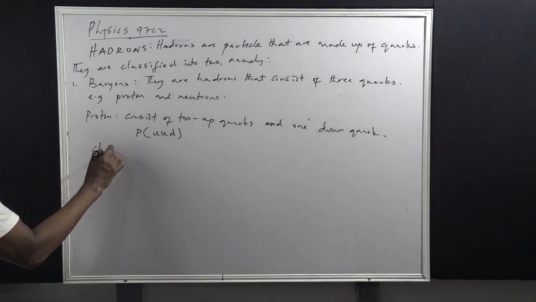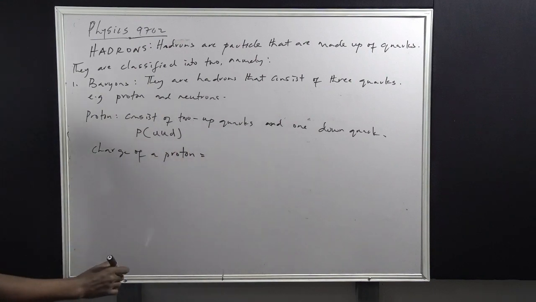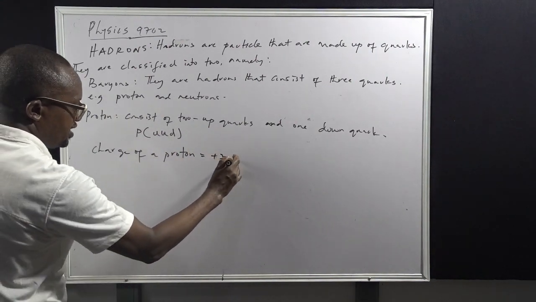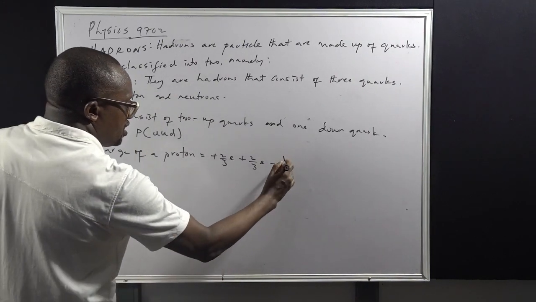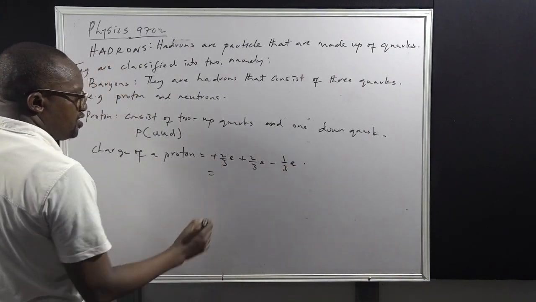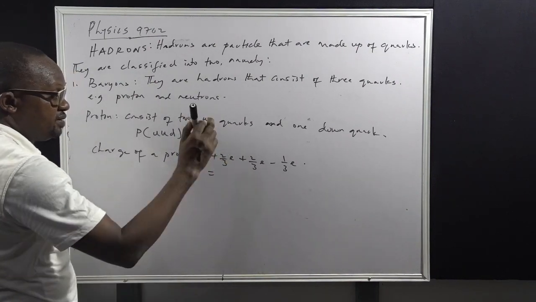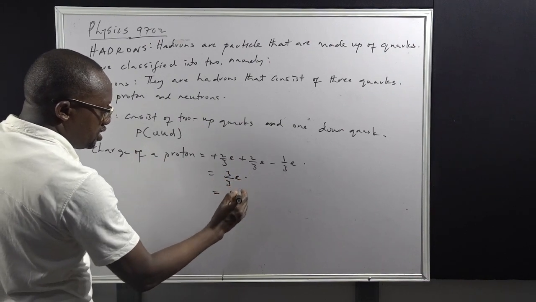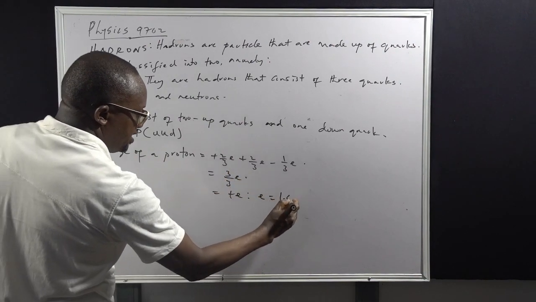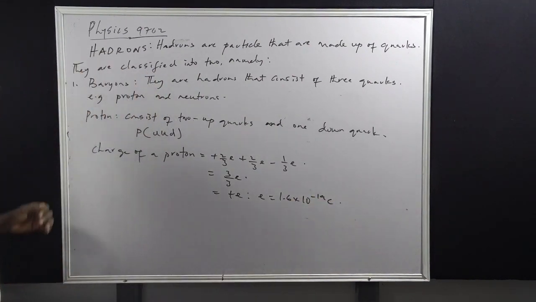So charge of a proton will just be the charge of two up quarks, plus 2 over 3e plus 2 over 3e, plus the charge of one down quark, minus 1 over 3e. When you add all of this together, plus 2 over 3e plus 2 over 3e will give you 4 over 3e, minus 1 over 3e will give you 3 over 3e. So the charge of a proton is plus e, where e is referred to as the elementary charge, and it has a value of 1.6 times 10 to the minus 19 coulombs.